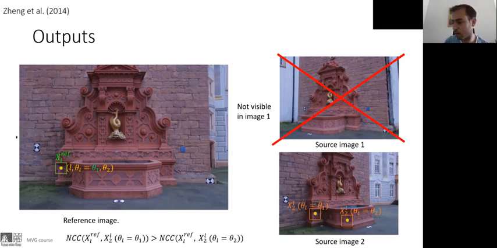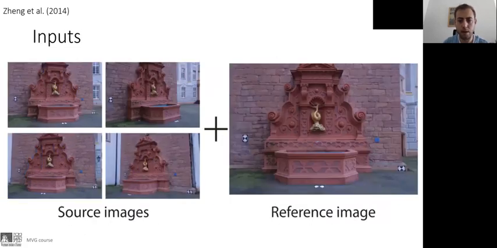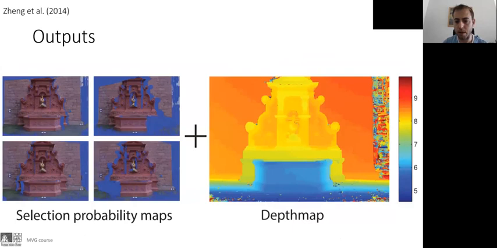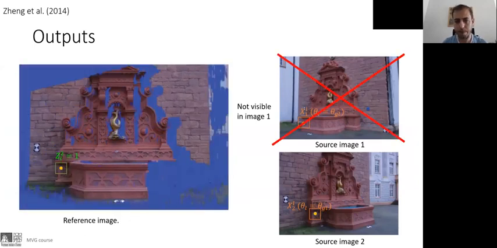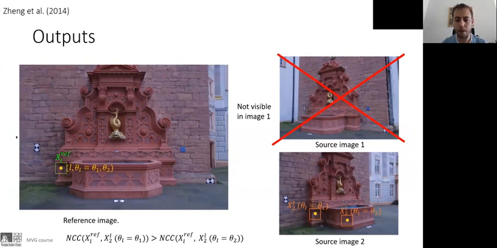Why does it seem like the X ref? Oh, okay. And the reference image is just one of the given images? Yes. Thanks. Okay, so that's the input, reference image and source images, and I want to predict the depth map of each point from the source image and the probability map for this point to be observed in each of the source images. And the motivation for knowing this probability map is that without the probability map, I cannot count on normalized cross correlation if this pixel is not observed in the source image.